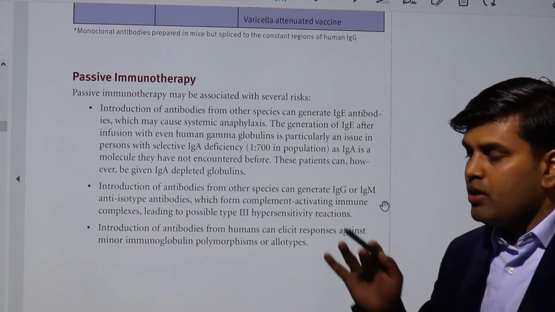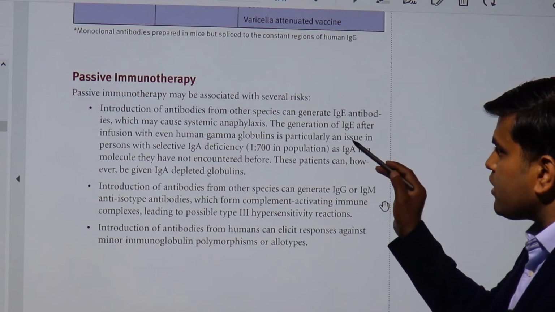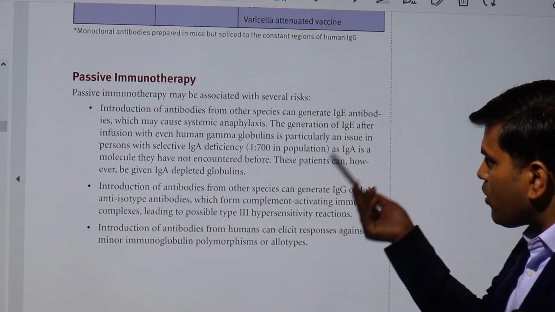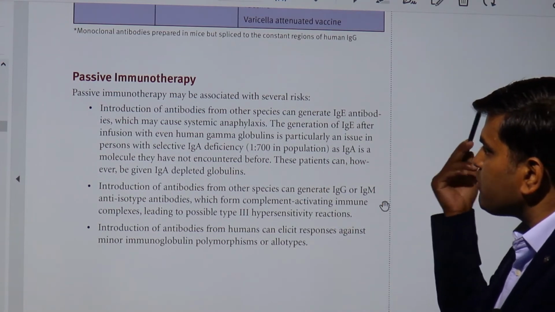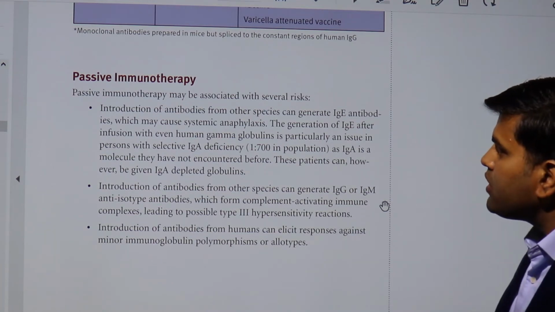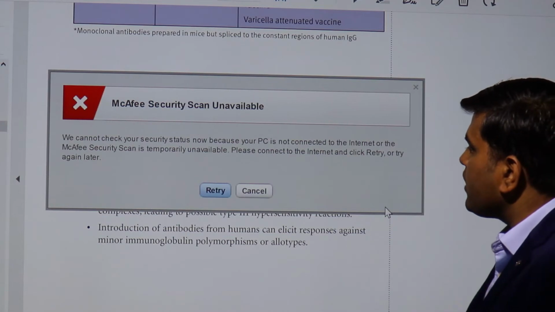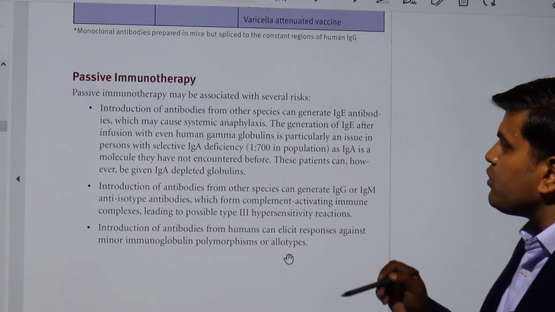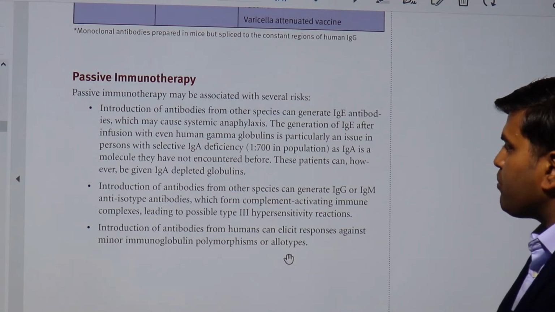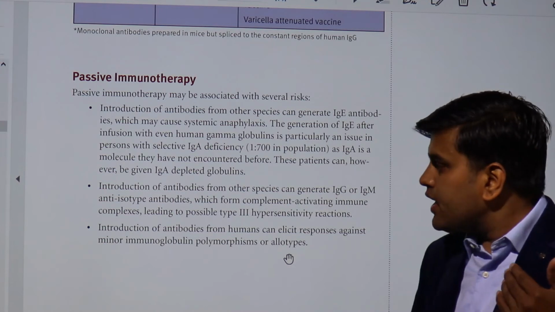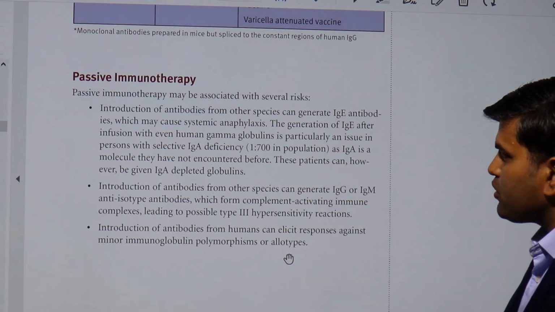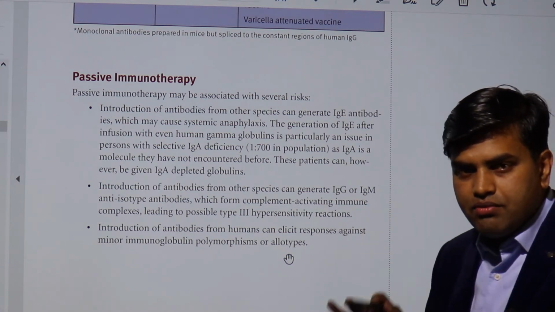So you have to be careful, because this anti-diphtheric serum, or any preformed antibody, even when given to a baby or a person, can generate IgG antibody, which may cause systemic anaphylaxis. The generation of IgG after infusion even with human gamma globulin is particularly an issue in a person with selective IgA deficiency. As IgA is a molecule they have not encountered before, this patient can however be given IgA depleted globulin. So we can remove IgA from that globulin and give it to the person who has IgA deficiency disorder.